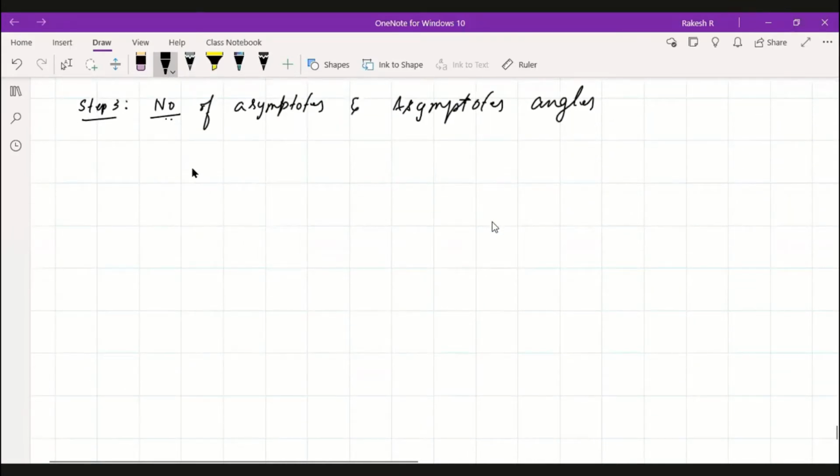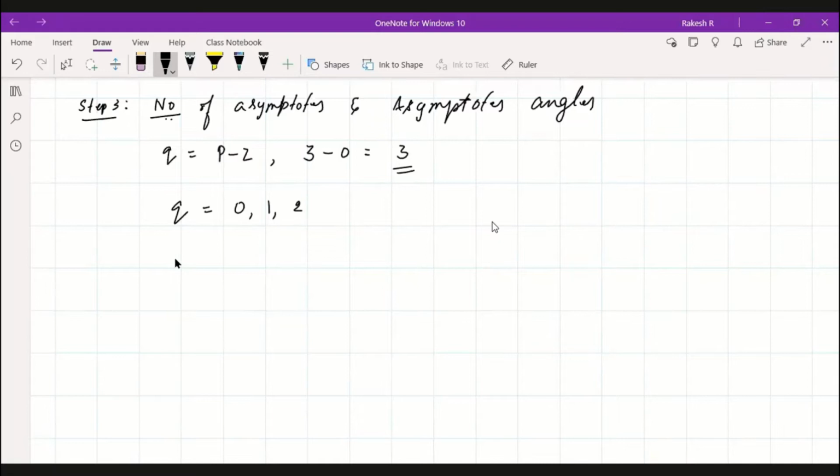Now step 3 is to find out the number of asymptotes and the asymptote angle. First, the number of asymptotes. What is the formula? Letter q, that is p minus z. Here p, the number of poles, is 3, minus 0, which is 3. So when q equals the number of poles, q is 3, so I can write it as 0, 1, 2. There are 3 q values here. Those are the asymptotes. Number of asymptotes will be 3.